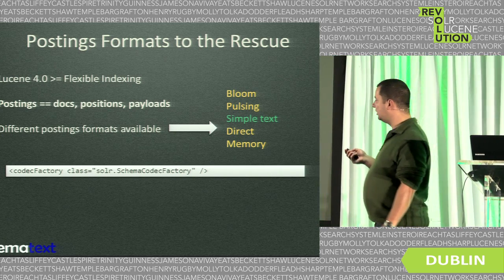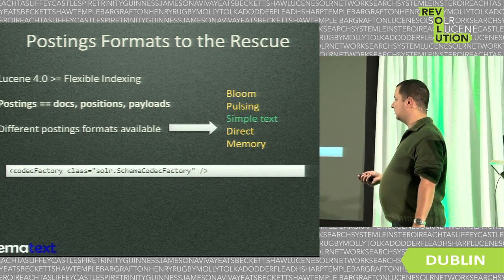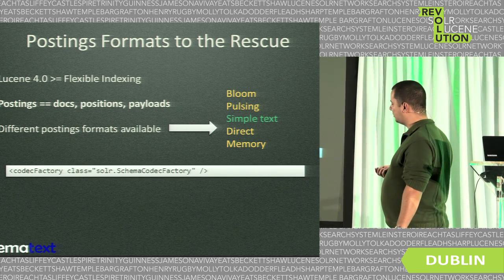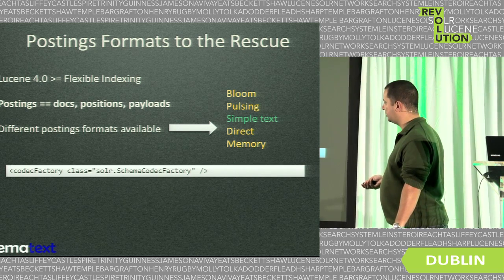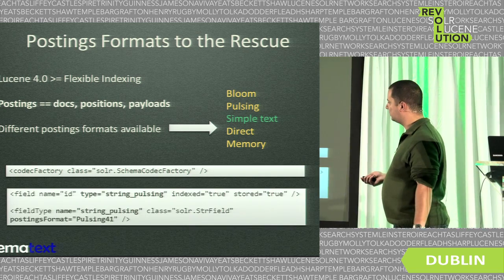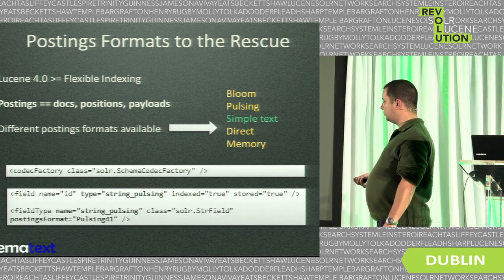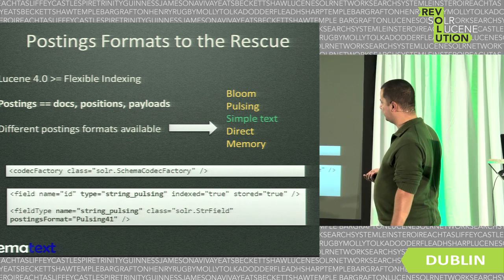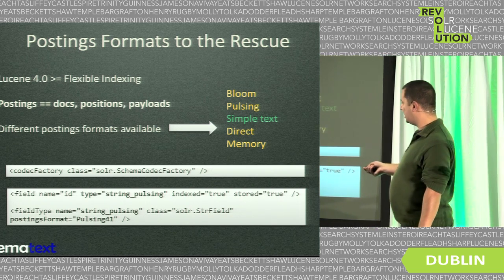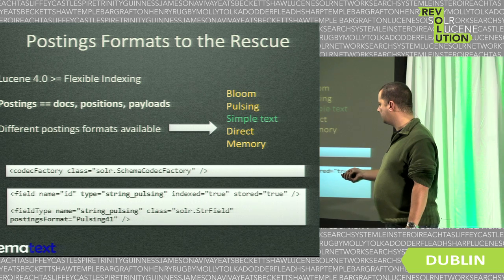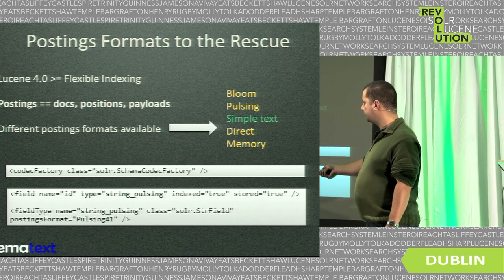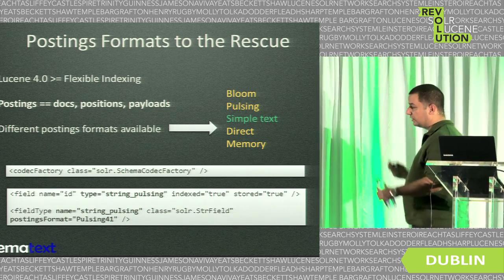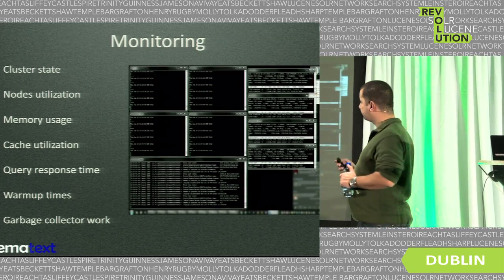In order to play with codecs, we need a codec factory defined. A simple schema codec factory will do, and its implementation is already included in the Solr config. And in order to define fields that way, of course, we have a field definition that will use a type string pulsing, and for the string pulsing field type, we use a posting format called pulsing for 1, for example, and that's how it goes. And Lucene will use it during indexing.